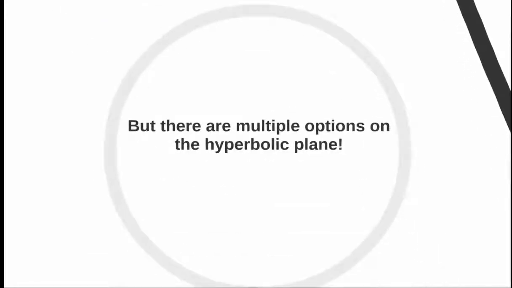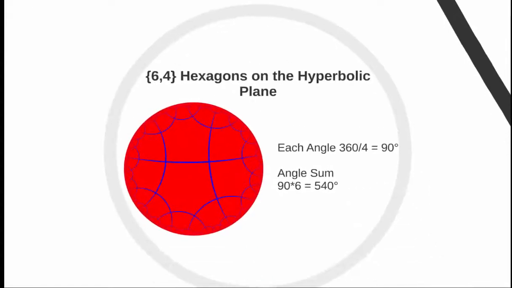But there are multiple options on the hyperbolic plane. Here's an example of 4 hexagons touching on a hyperbolic plane at any given vertex. Our Gillespie notation says 6, 4, which means a 6-sided polygon, otherwise known as a hexagon, and 4 touching at any vertex. Because there are 4, each of them is 90 degrees, and therefore your angle sum for the whole hexagon is 90 times 6, or 540 degrees.